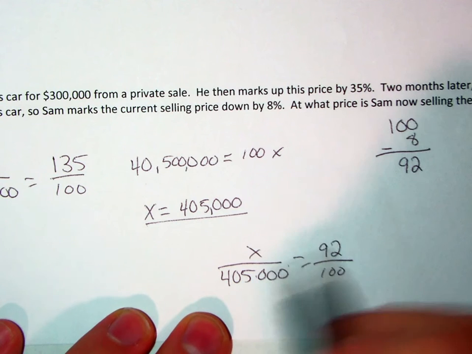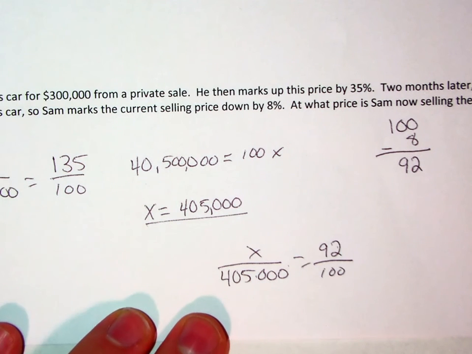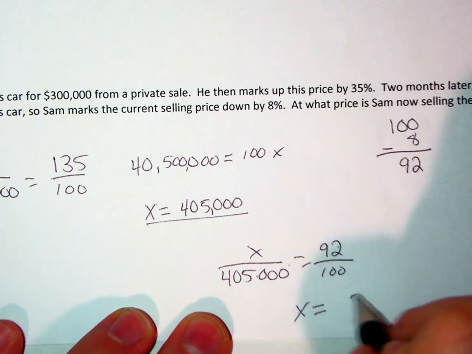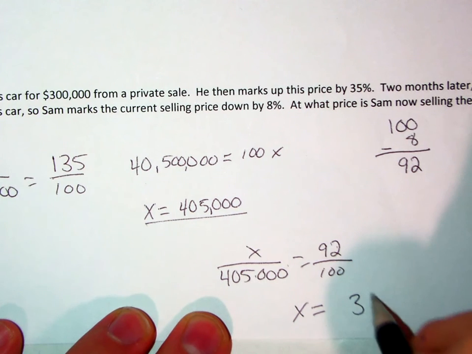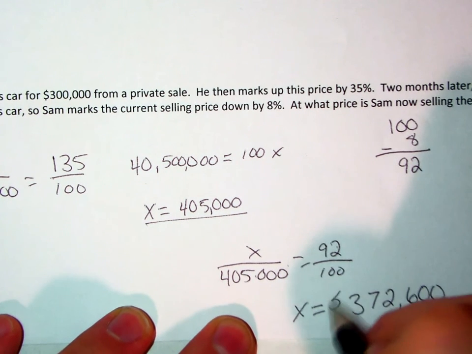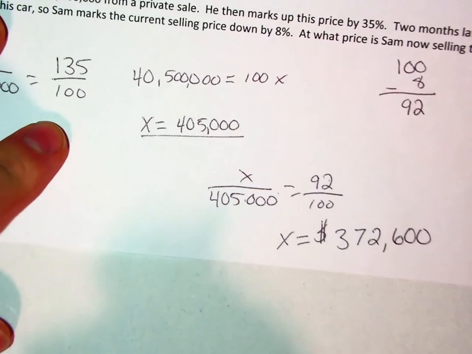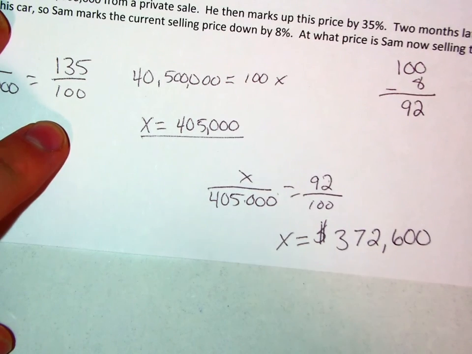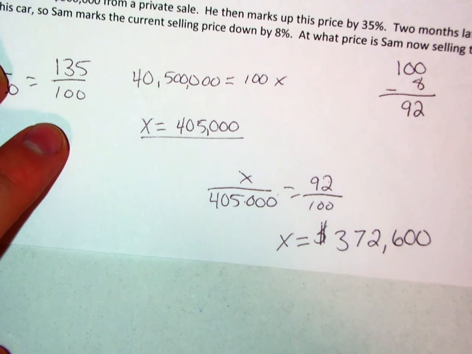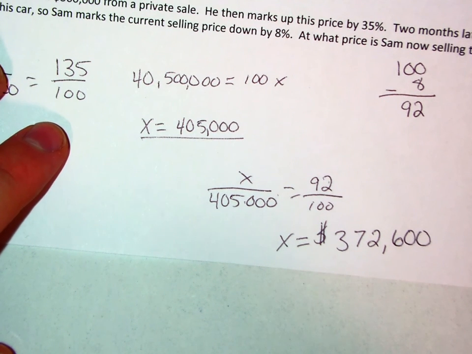So again, I will cross multiply 92 times 405. And then I will divide by 100, and x would equal $372,600. So as we can see, he's still likely to make quite a bit of profit on his vehicle if he can sell it for the $372,600.